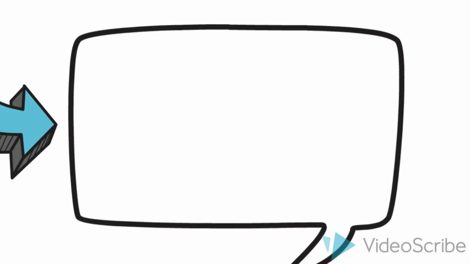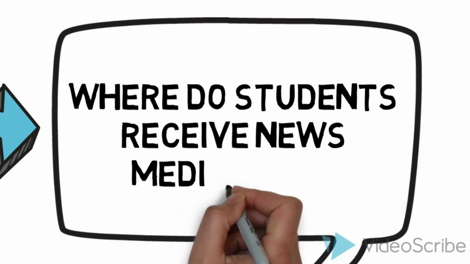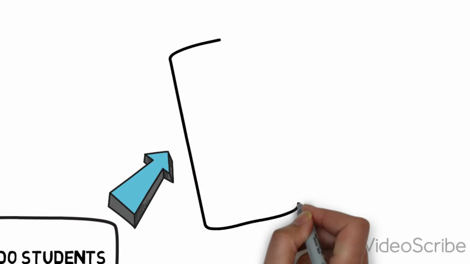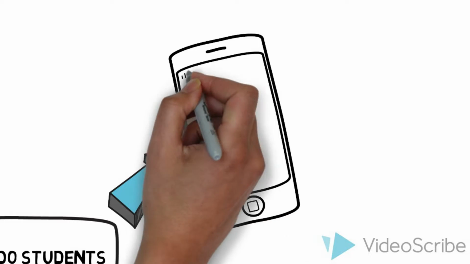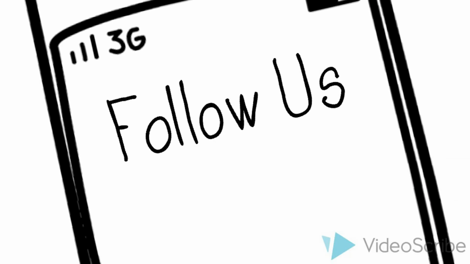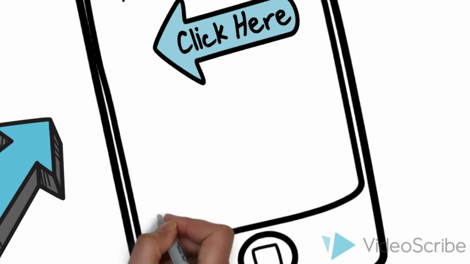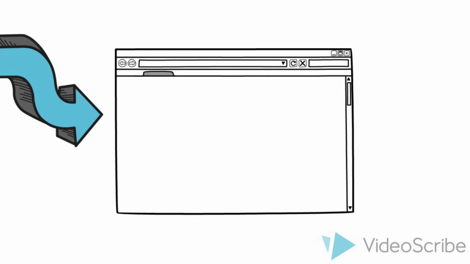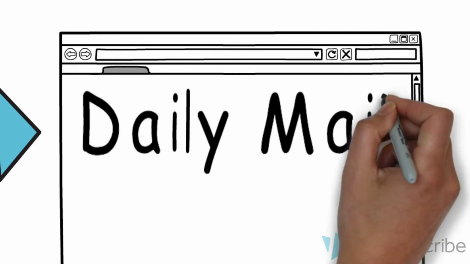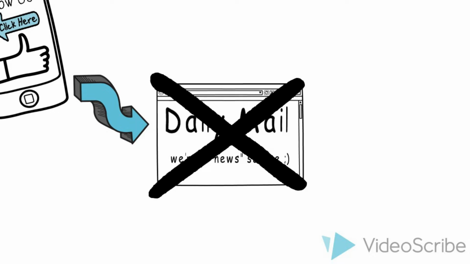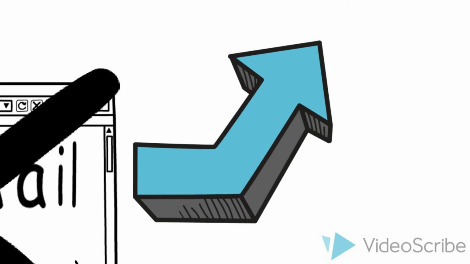Where do students receive news media from? Social media, including Facebook, Twitter, and Instagram, as well as pages liked, including the Sydney Morning Herald and the Daily Telegraph, are often accessed by students. Accessing reputable pages and sources enables individuals to gain accurate and reliable information. News sites such as the Daily Mail, as well as magazines, are more likely to feature inaccurate and unsupported claims, resulting in misinformed people.